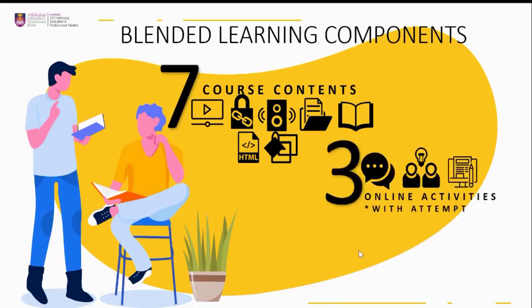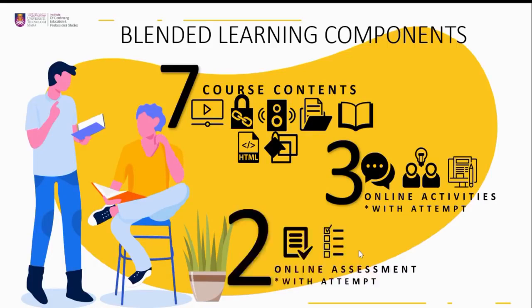Second component will be the online activities. So basically, you need to have at least 3 online activities that you need to do for that particular course. It can be in any form. The third component will be the online assessment. The online assessment can be in the form of quizzes, tests, a combination of these two, or even your online exam.